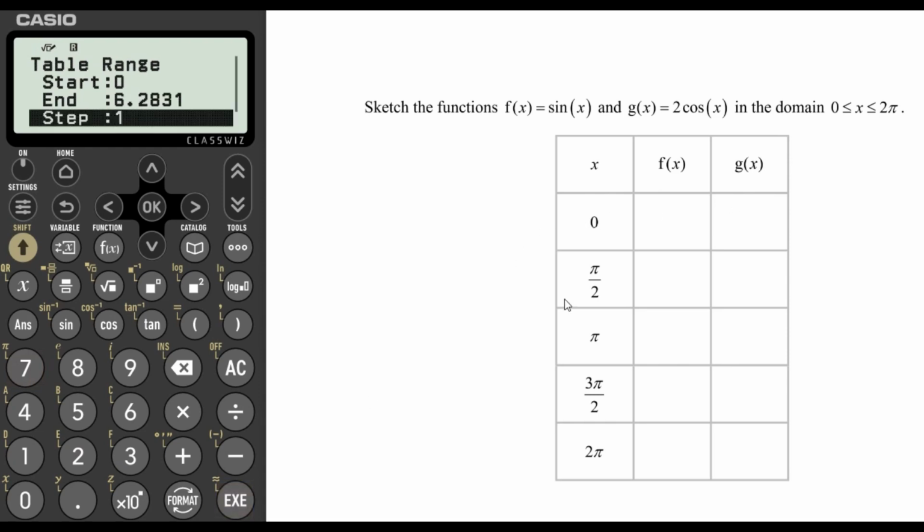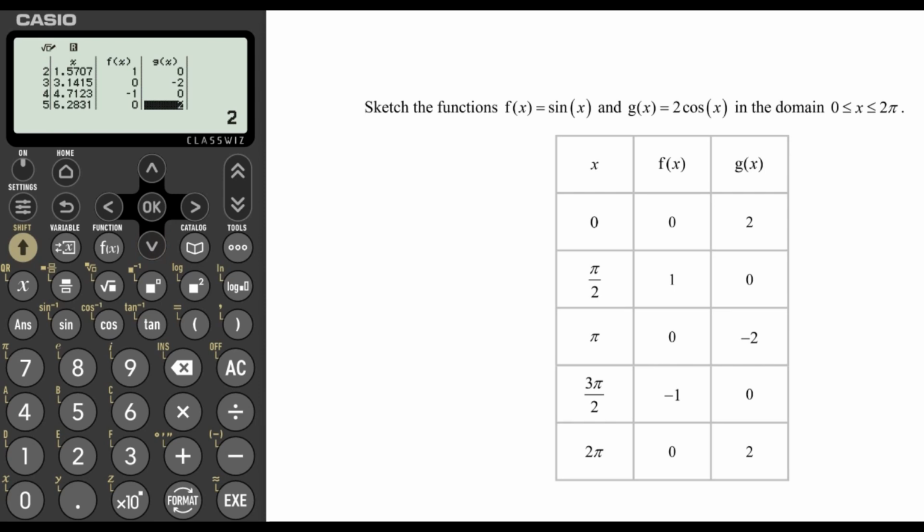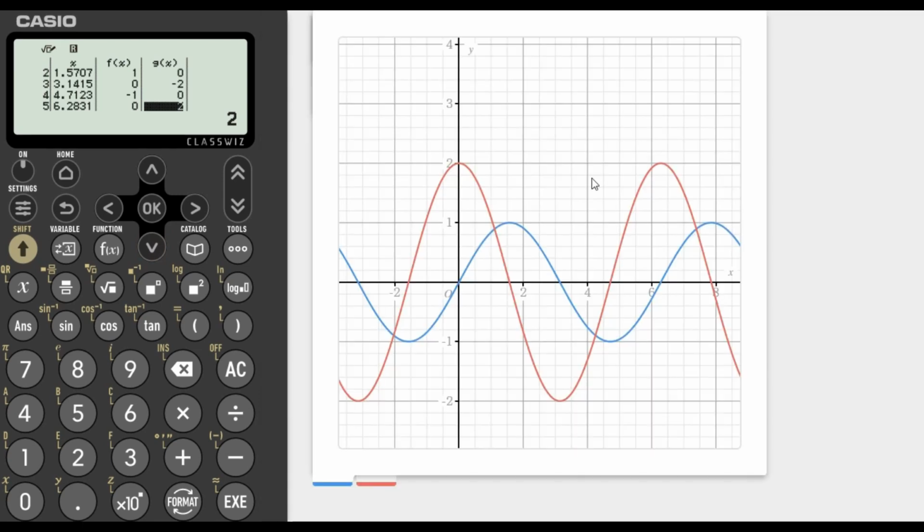Our step is a half pi, from 0 to a half pi, and then from a half pi to pi, and then from pi to 3 pi over 2, and then from 3 pi over 2 to 2 pi. That is a step of a half pi. If we execute this, you can see our calculator creates a table of values, and that is shown here. We can then use the QR feature on our calculator to visualize the graph and then sketch it.